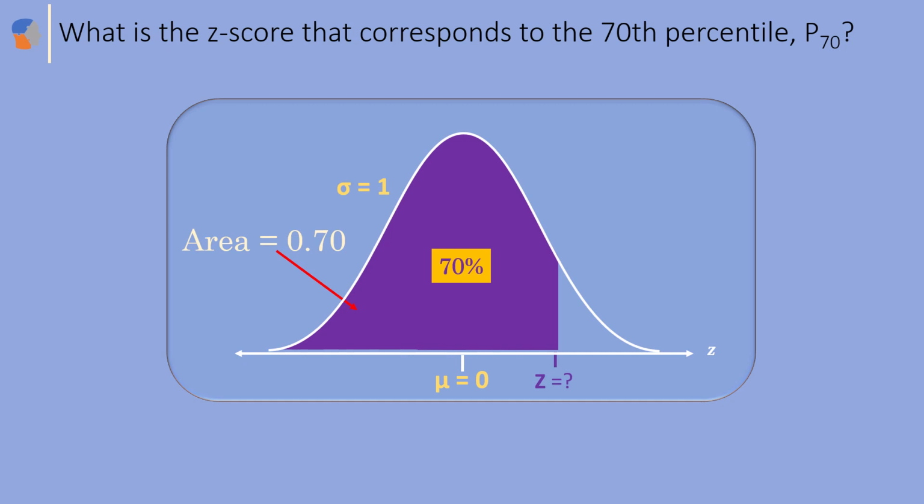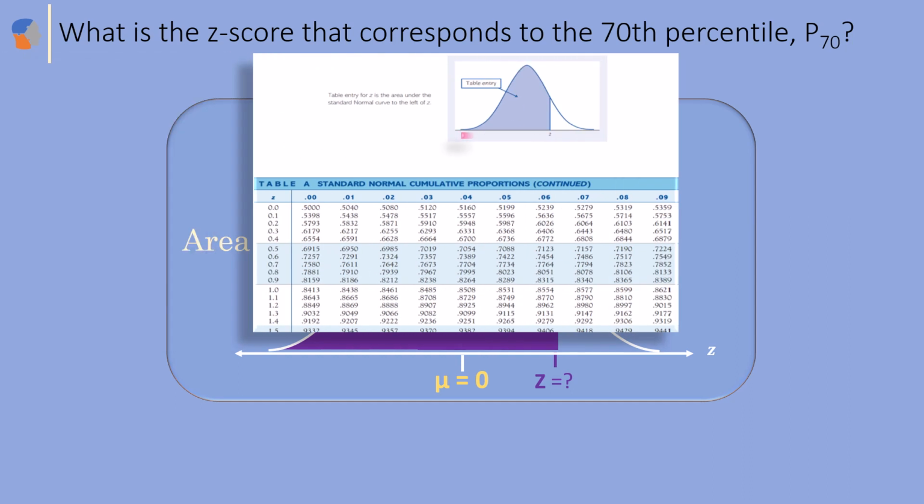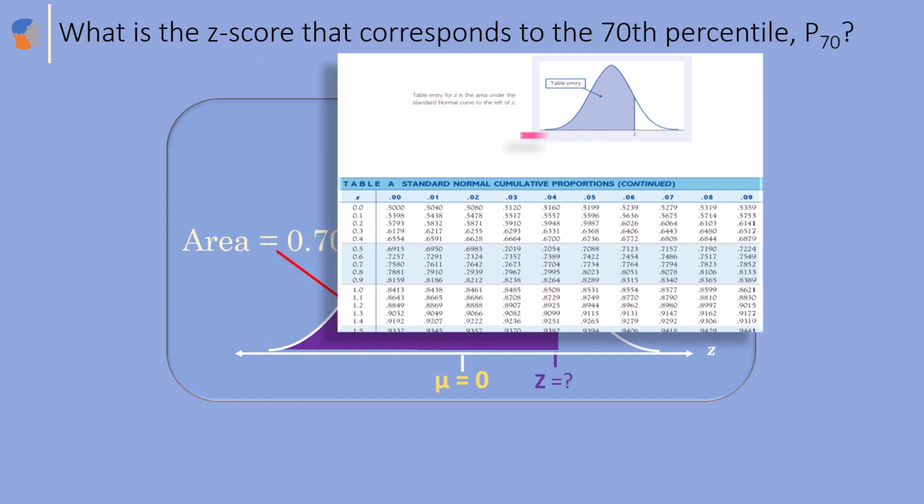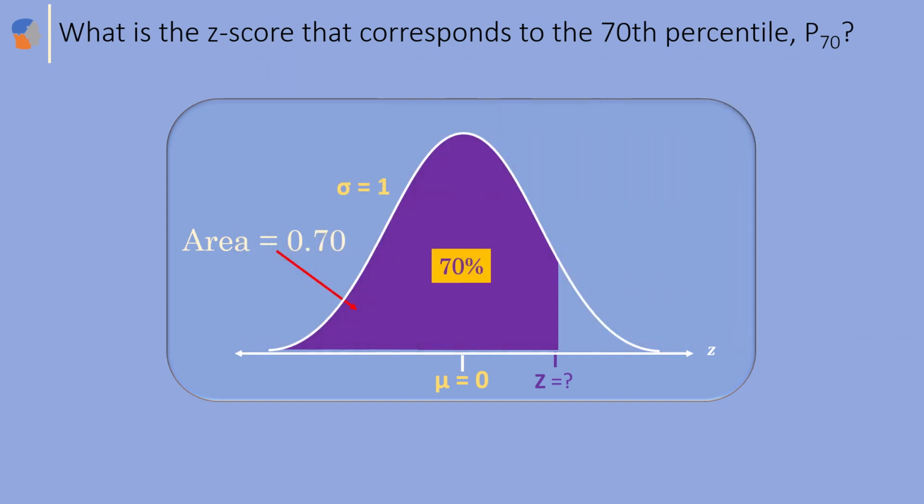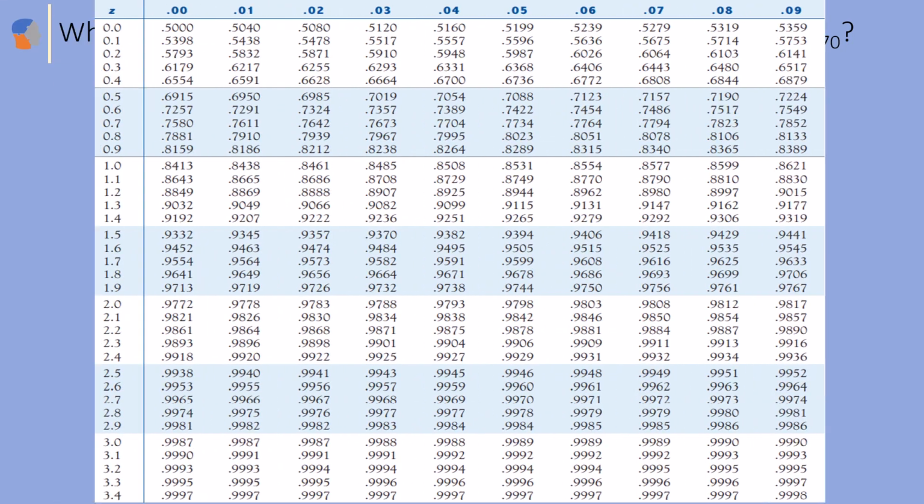How do we do that? Can we use the table directly for this? Yes. Why? We have the area from the left corner, and also, the z table gives us the area from the left corner. Right. Therefore, we can use the z table directly. So we need to check the number 0.7000. Can we find it?